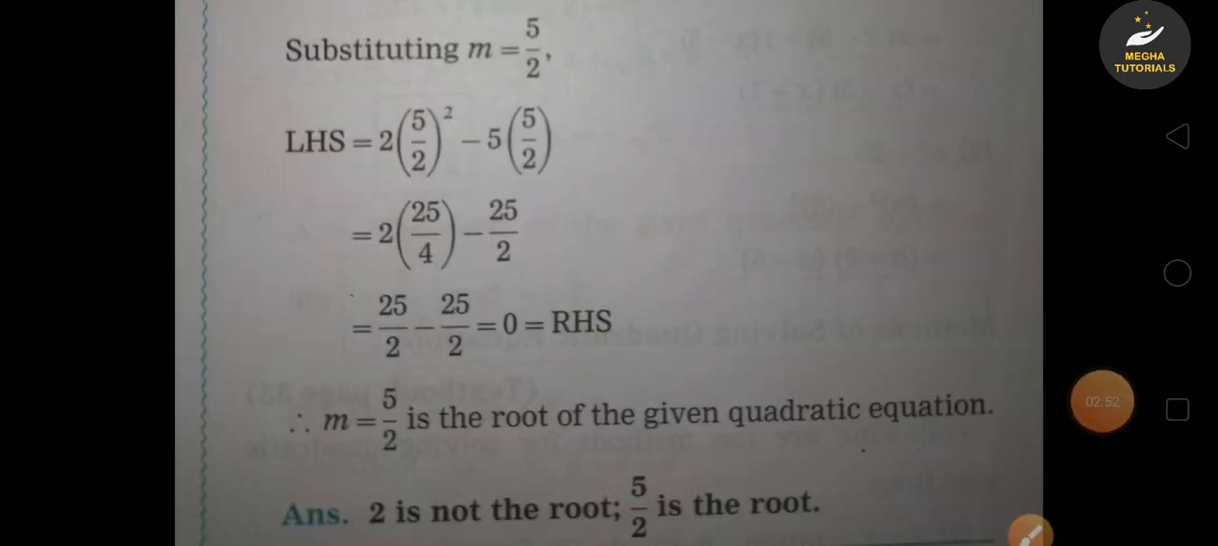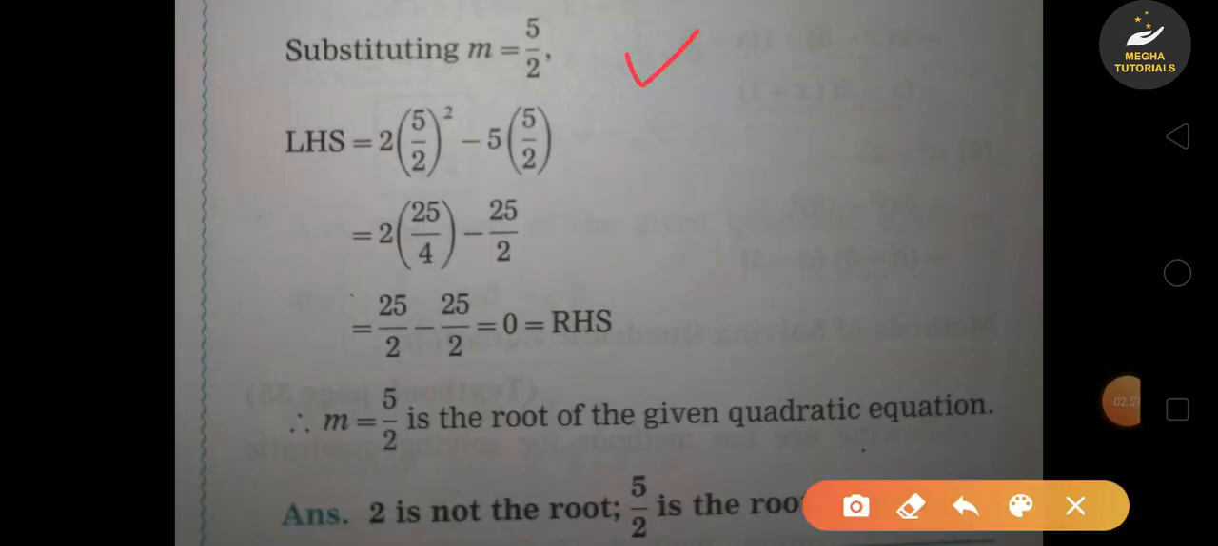Then put m is equal to 5 upon 2. So 2 into 5 upon 2 square minus 5 into 5 upon 2. So 5 upon 2 square is 25 upon 4, and 5 5s are 25, so 25 upon 2. So 2 1s are 2 and 2 2s are 4. Therefore 25 upon 2 minus 25 upon 2, both rational numbers are same. Therefore 25 upon 2 minus 25 upon 2 is coming 0.